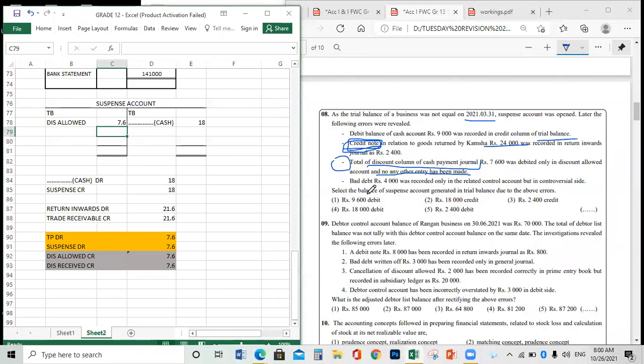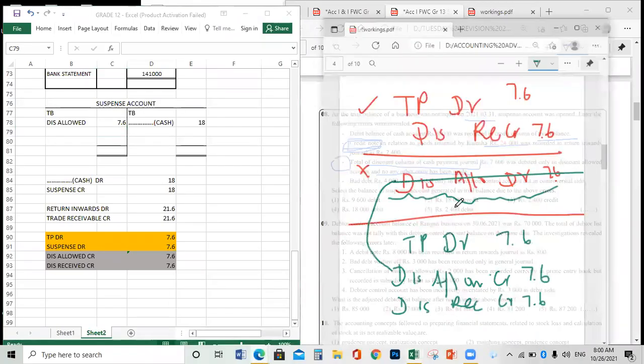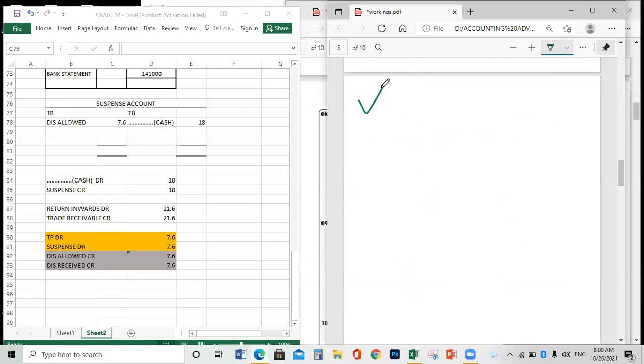Now see the last one: bad debt 4,000 was recorded only in the related control account, but on the opposite side. Okay, so they say there was a bad debt. Can someone tell me, what is the correct double entry for bad debt? Bad debts debit, trade receivable credit. Very good. This is the correct double entry for bad debt.